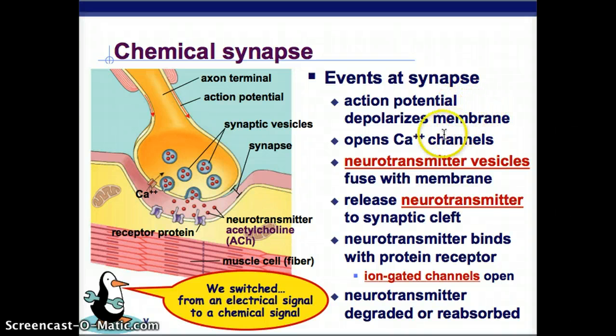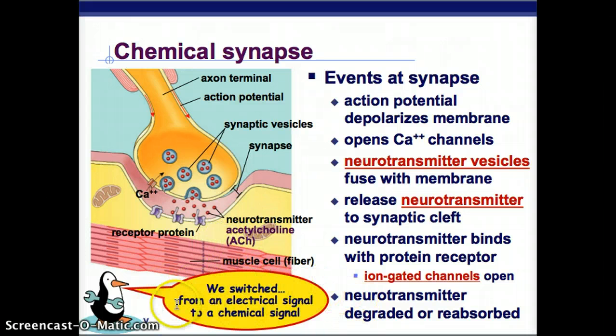We already talked about it. It opens these calcium ion channels. See right here, these calcium ion channels. So then these neurotransmitter vesicles fuse with the membrane. It triggers, hey, come fuse. They release the neurotransmitter, and then that neurotransmitter binds with this protein receptor, and it opens these ion-gated channels. So then the neurotransmitter is either degraded or reabsorbed.